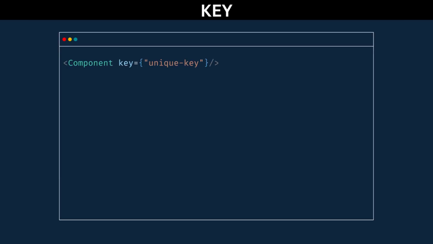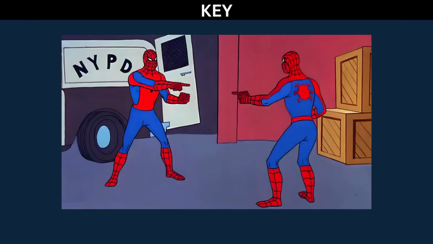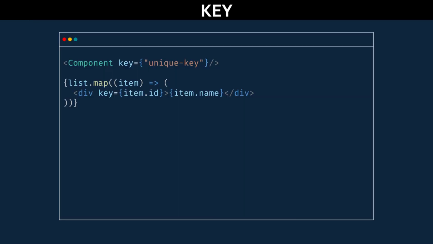The key prop is another built-in prop in React. Unlike its name implies, it doesn't unlock anything interesting. The key prop is used to differentiate one component from another. It's especially useful when creating lists with the map function. A key is a unique string or number that identifies a component. If you don't assign a unique value for each item, React will warn you in the console. You can use the current index from the map function as a key if you don't have a unique value for each item.